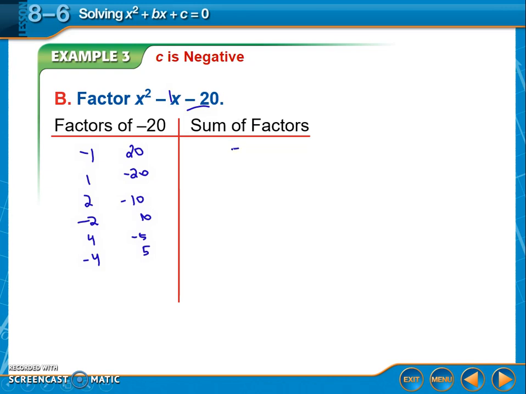Then our sums are going to be positive 19, negative 19, negative 8, positive 8, negative 1, and positive 1. And we're looking for negative 1. So that means my pair goes there. My final answer is x plus 4 and x minus 5. And that's the same thing as that. If I were to FOIL this out, I would get back to my original equation.